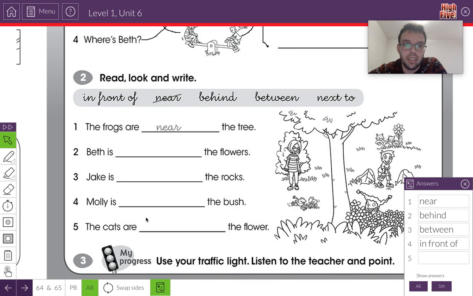Good. And the last one, well, there's only one word left. Okay, well, let's have a look anyway. The cats are the flower. Okay, so here are the cats, and here is the flower. There's only one answer that remains. Okay, so we write in our books, the cats are next to the flower. Okay, so we write here, the cats are next to the flower. Okay, do you have everything correct in your book? Excellent.